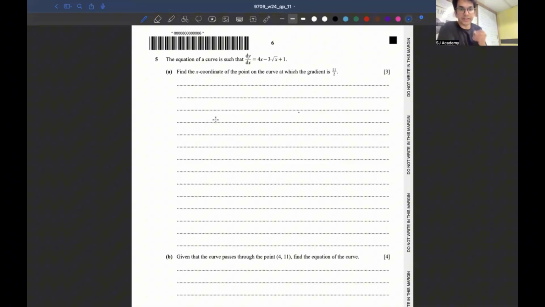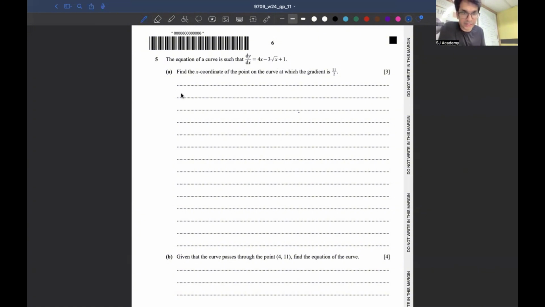In question 5, it says that the equation of a curve is such that dy/dx is given as 4x minus 3 root x plus 1. We have to find the x coordinate of the point on the curve at which the gradient is 11/2. Now we know that dy/dx is basically the gradient of a curve.